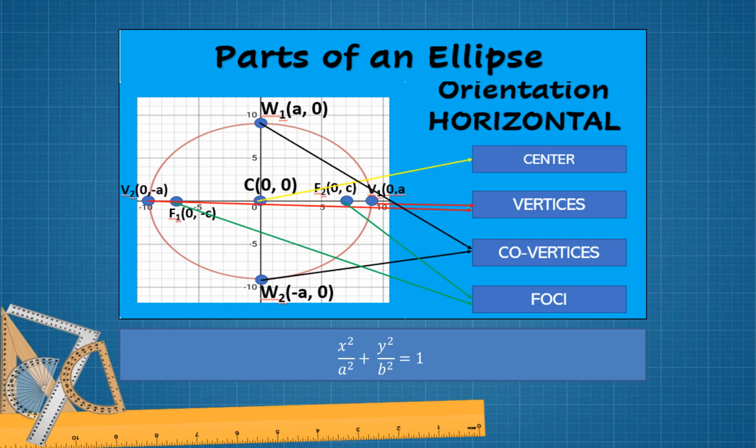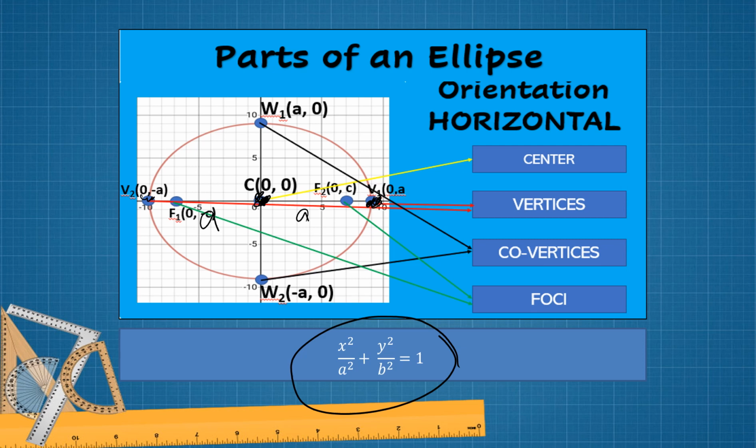Now, as you can see, the standard form of the equation of an ellipse oriented horizontally is x squared over a squared plus y squared over b squared is equal to 1, as you can see here. This is the center. Then, we also have the vertices. Here are the vertices. From the center to the vertices, there are a units.